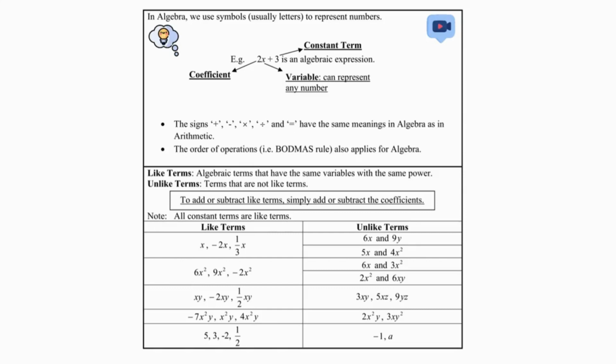Everyone, welcome to this part of the video where we are going to have a quick introduction of the symbols that we are going to use in algebra. So for example, when we see 2x plus 3, there are certain things that you need to take note of. So let me zoom in.